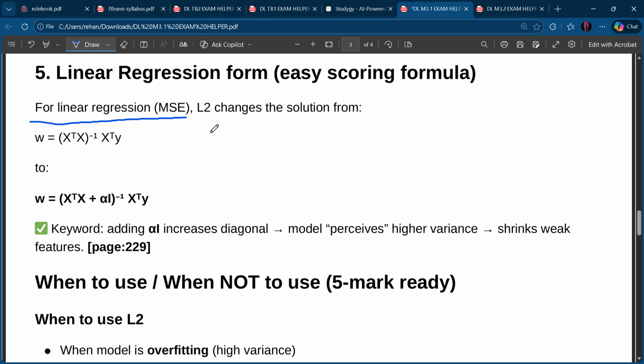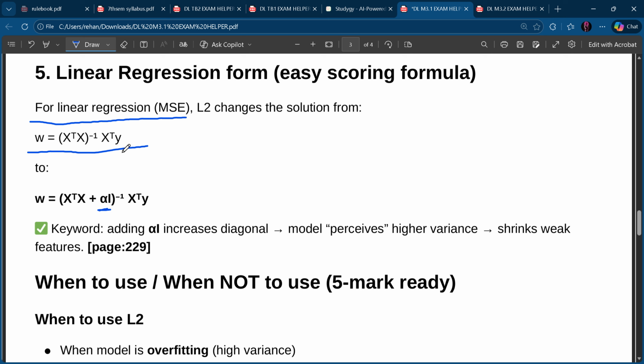For example, if there is a maze with a long path that is not required, it saves us from walking into that trap path. It's just like the linear regression form. So if by chance they ask L2 for 10 marks, you might have to mention the linear regression thing. L2 changes the solution.